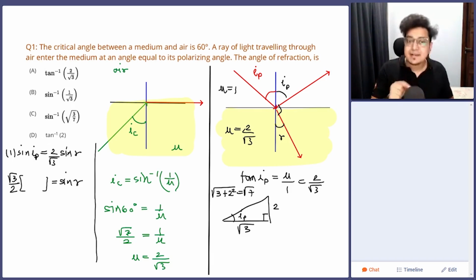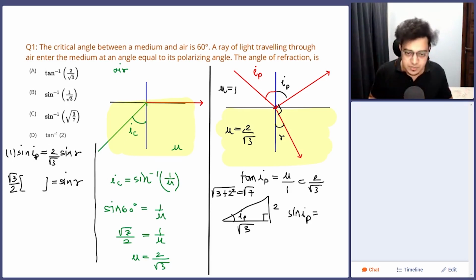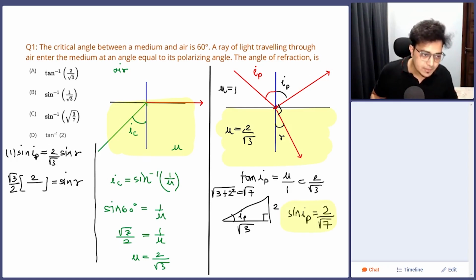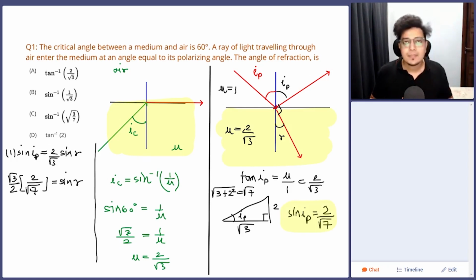Now, for this right angle triangle, we know all three sides. So we can calculate sine also, cos also, whichever trigonometric ratio we need. So I will solve for sine of IP, which is the opposite side of the angle, 2, upon the hypotenuse, which is root of 7. So this sine IP value we will substitute here. So sine IP value is 2 by root of 7.